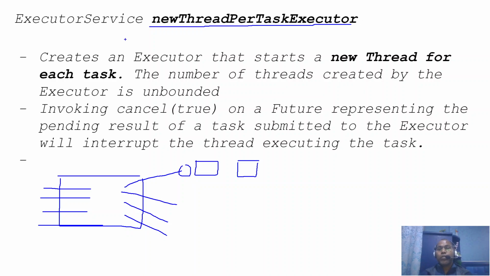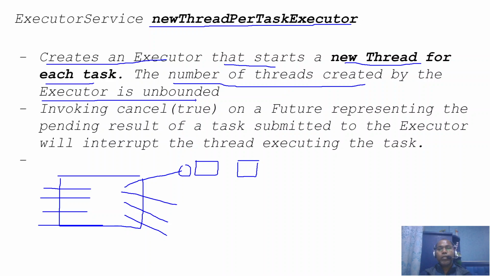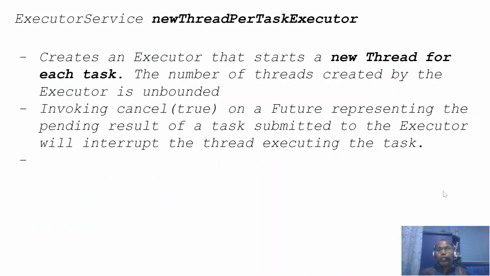This executor framework method creates an executor that starts a new thread for each task, and the number of threads created by the executor is unbounded. That means there is no limitation. However many requests we receive, you can create the same number of threads. It also returns a Future, and Future has a cancel method. If you execute cancel, all the pending tasks of the executor will be interrupted. So this is the first one.